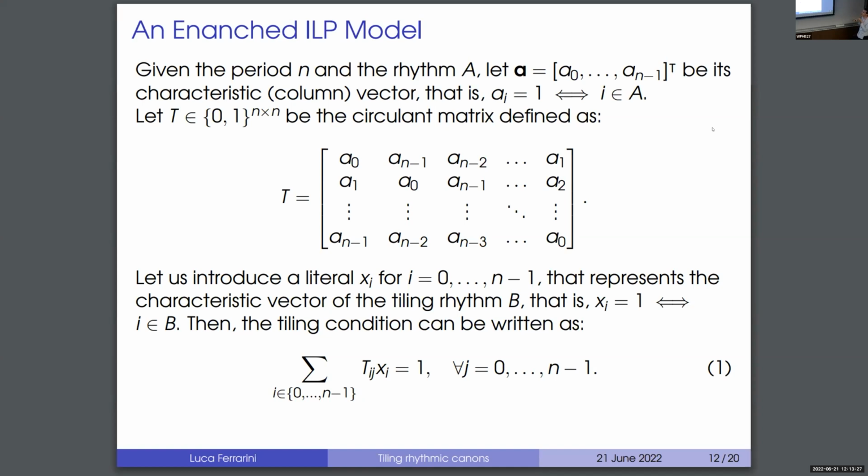The tiling condition can be written as a partitioning condition in such a way that we can think of a canon as a sequence of cells. So we can select the columns in such a way that we can cover all the integers from 0 to n minus 1. We introduce a literal x_i that represents the binary variables indicating the bits of the rhythm B. So the tiling condition can be formulated in the following form for each column and for each row.